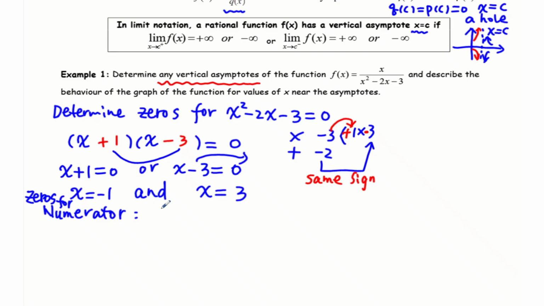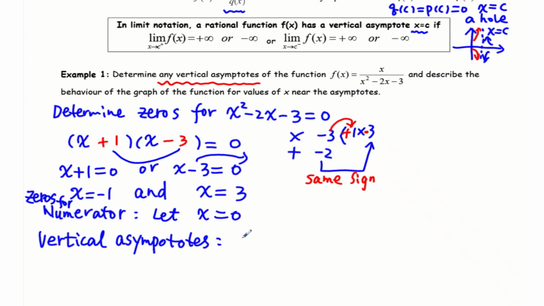Zeros for the numerator: we let the numerator equal 0, so x equals 0. So it's not equal to the two zeros from the denominator. Now we know the vertical asymptotes: x equals negative 1 and x equals 3. So they are our two vertical asymptotes.